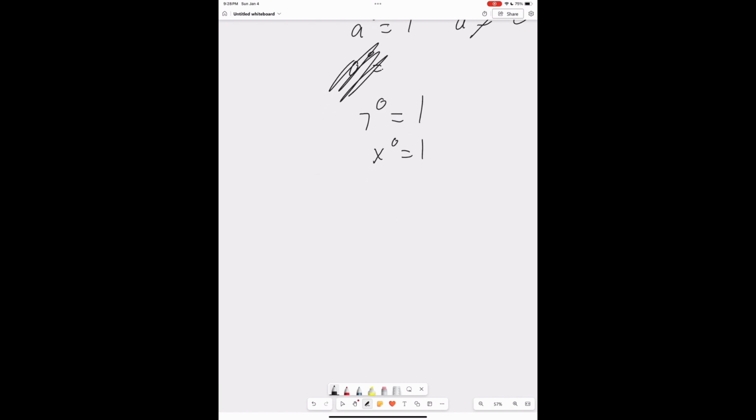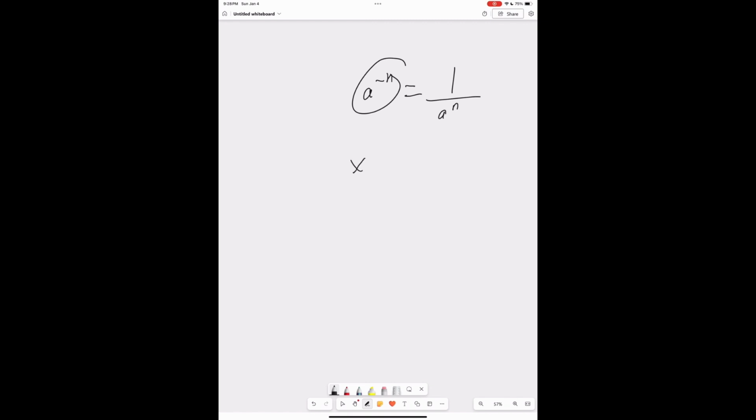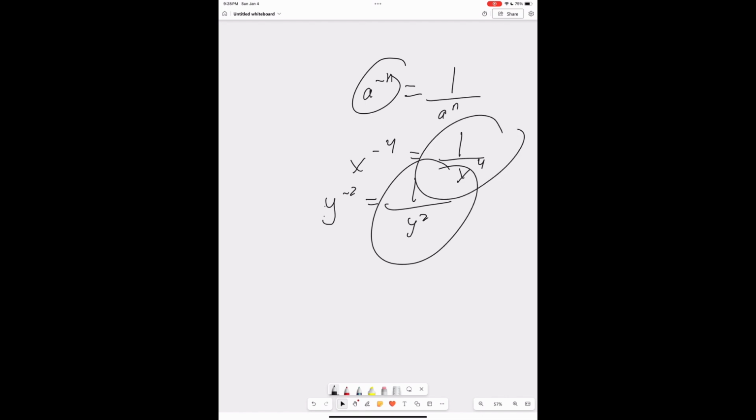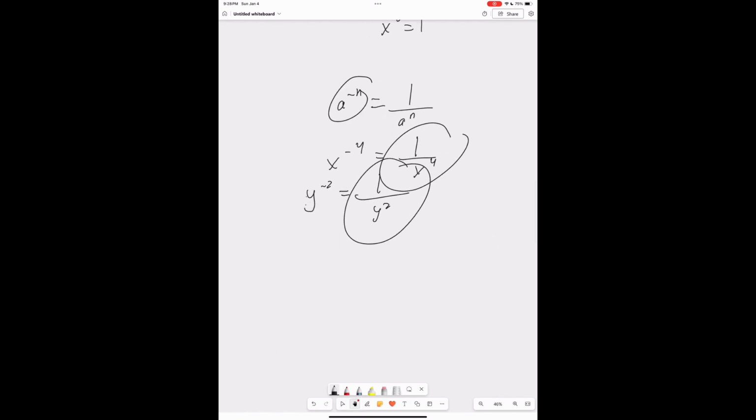And then we have negative exponents. So if we have a raised to negative n, this is the same as 1 over a to the n. So you take this number and write 1 over that, the reciprocal. So if we have x raised to negative 4, this is equal to 1 over x to the 4th. If we have y to the negative 2, this is the same as 1 over y to the 2. Okay, and this is the negative exponent rule.